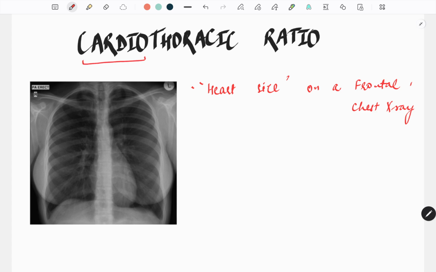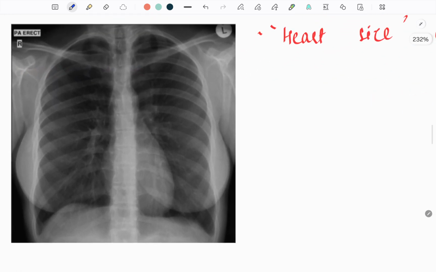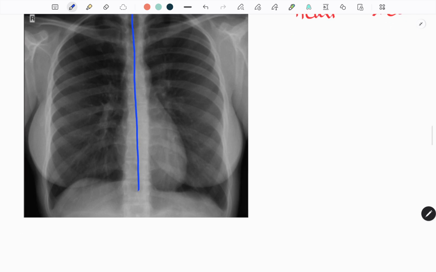For this measurement, we have the cardiothoracic ratio. We'll see what we understand by this term, and how to calculate this cardiothoracic ratio. First of all, we'll draw a line joining the spinous processes of the lower thoracic vertebral bodies.